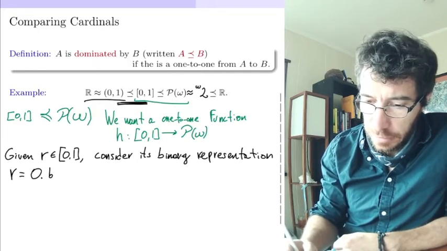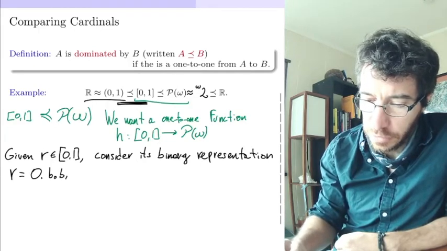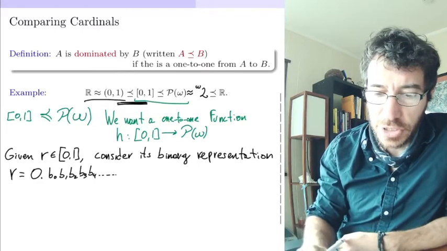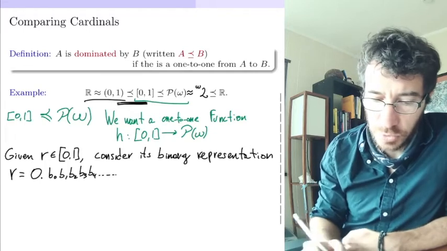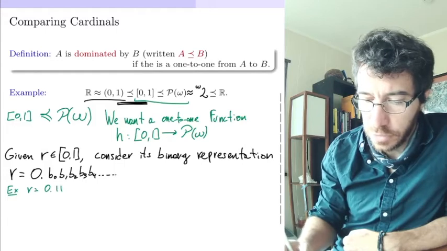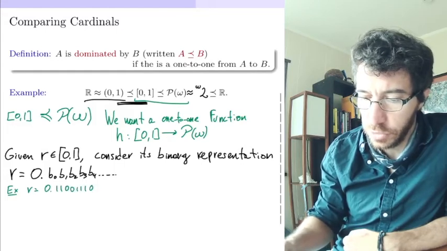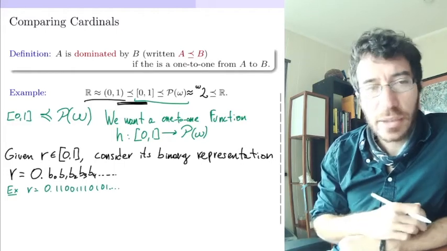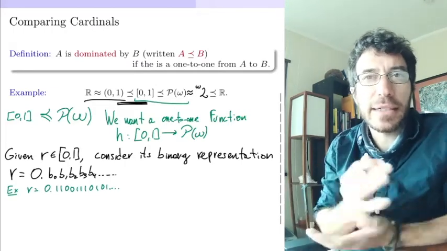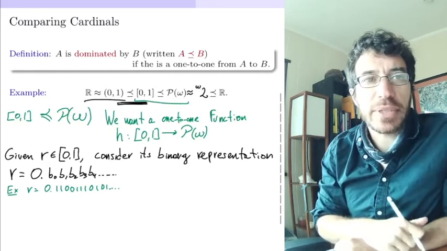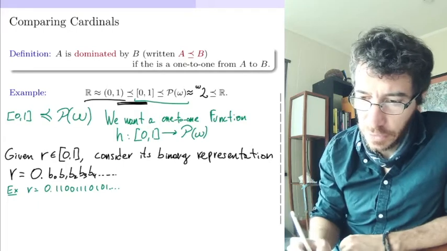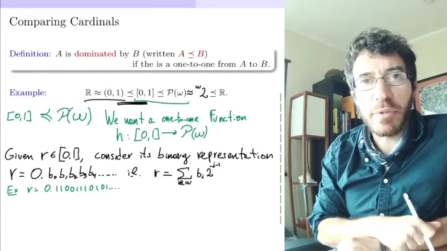Let's call them b0, b1, b2, b3, b4. But now these digits are in base 2. So for instance, 0.1100111001, this is what it's going to look like, whatever the number is. And the same way we can represent numbers in base 10 using the digital expansion, we can represent them in base 2. And what this means is essentially that it can be represented as a sum of powers of 2.